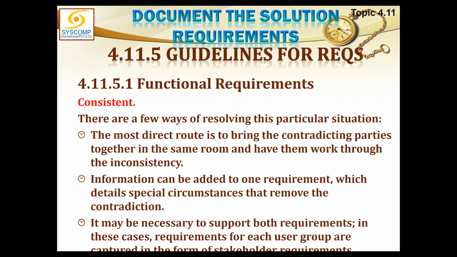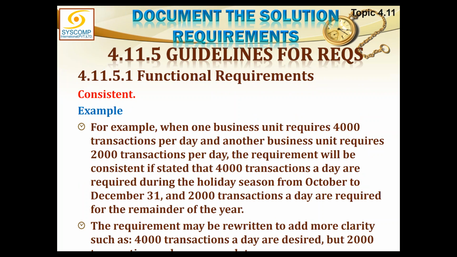Information can be added to one requirement which details special circumstances that remove the contradiction. It may be necessary to support both requirements. In these cases, requirements for each user group are captured in the form of stakeholder requirements, and you could refer to the two terms you are using as they are coming from two different stakeholders.